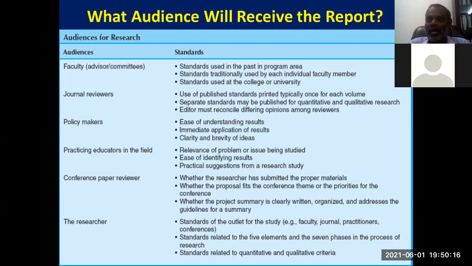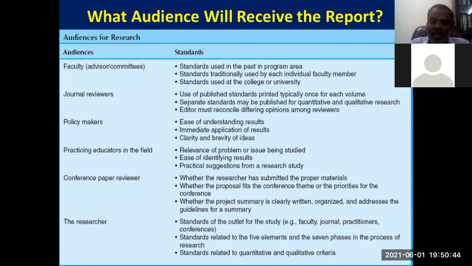If you are writing a journal article, it is going to be evaluated by a group of journal reviewers. Each journal has reviewers, and they are the ones who finalize whether your work is in a standardized way or not. So you are going to write a journal article which needs to come across the journal reviewer. So use the published standard, printed typically once for each volume. You need to follow the prescribed format given by the journal, because that is what they expect.